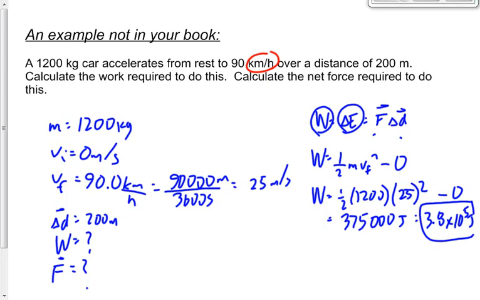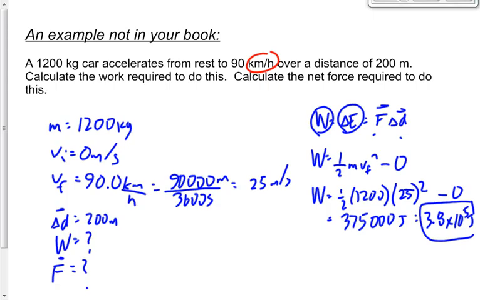That's a lot of energy. And that last question we had, what was it, 300 joules? That's why not very much force is required to push that ball a distance of 100 meters, because we weren't giving it very much energy. Here we're talking about a car going to 90 kilometers per hour. It takes a lot of energy in order to do that. A lot of work to do that. 3.8 times 10 to the 5 joules.